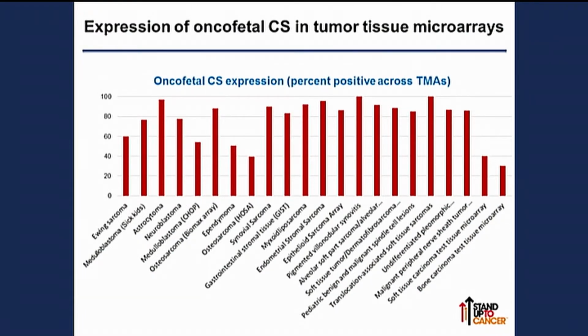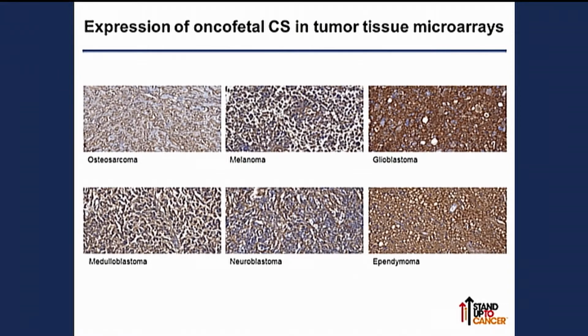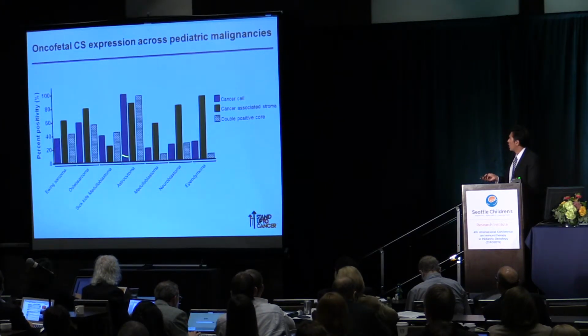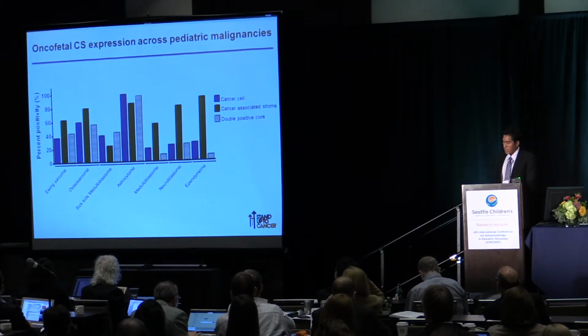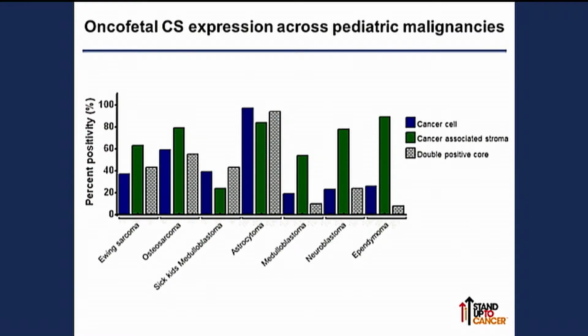We counted the percent positive cores across the TMA. Expression can be seen in the cancer cell or the cancer-associated stromal compartment, and so we scored the cancer cell compartment and the cancer-associated stromal compartment. This is because the sugar chain modification is not only in the cancer cell but can also be in the extracellular matrix. The extracellular matrix is known for signaling events that can be associated with tumor proliferation and aggression.